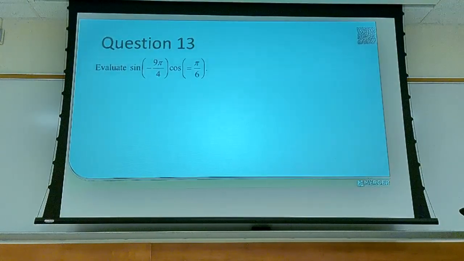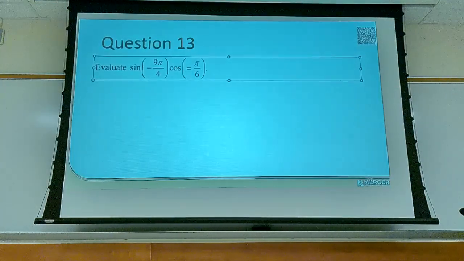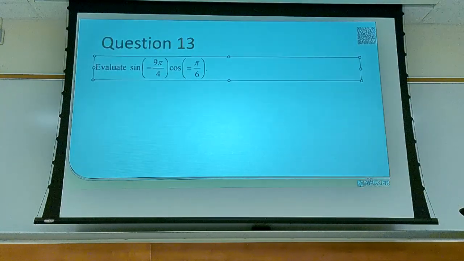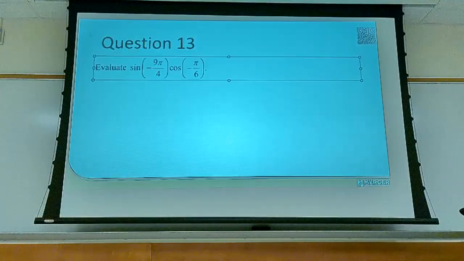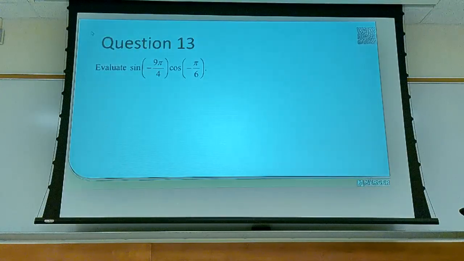Okay, so let's fix that, because that's clearly not right. Cosine of negative pi over 6. Should clearly be negative.